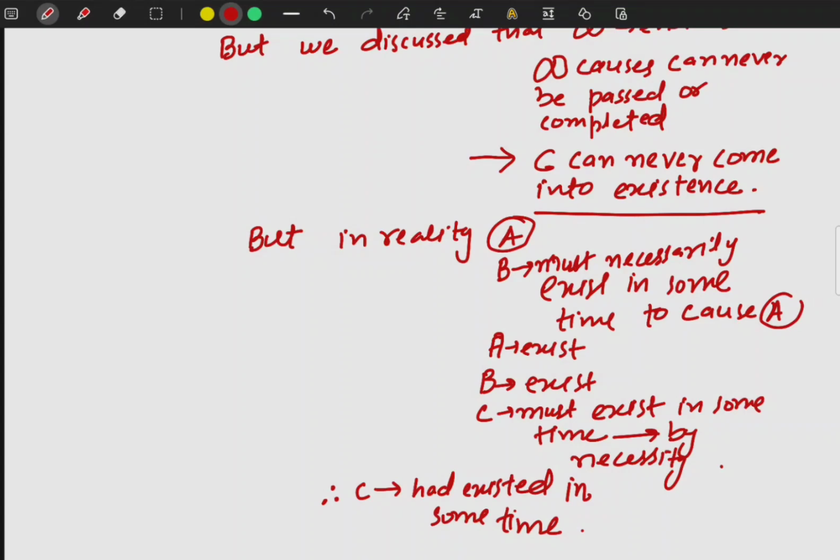The assumption that we took is that infinite regress is possible, but the infinite regress results in the non-existence of C. For C to exist, an infinite number of causes must occur, but we know that an infinite number of causes will never be completed. So C does not exist in reality. But A exists, therefore B must exist at some time, and C by necessity must also exist at some time. So our assumption is wrong. Our assumption is that infinite regress is possible, so infinite regress is impossible.